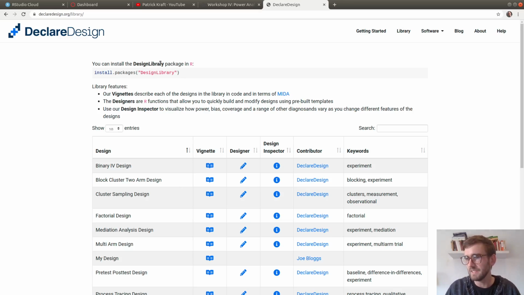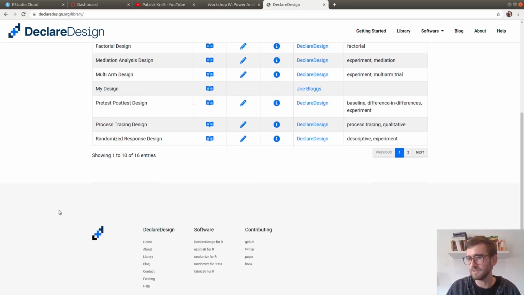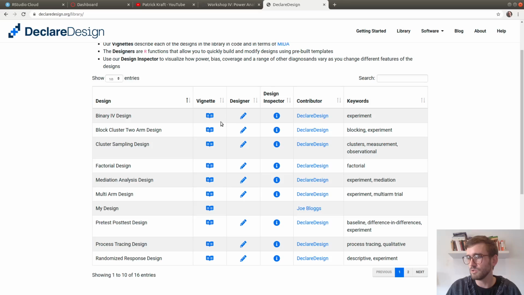But you can basically use these pre-designed, standard designs, like a binary factorial design, multi-arm design, and so on, right? So there are usually vignettes, explanations, there's code. So a lot of the designs that you might be thinking about, you can already use those templates and directly get started.